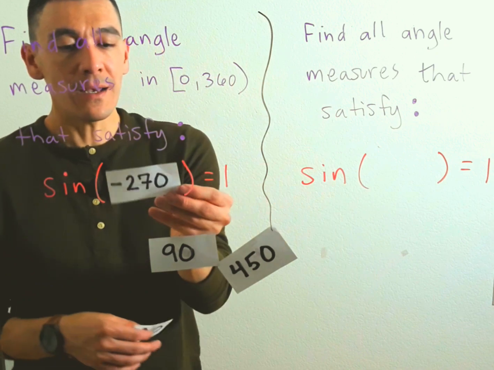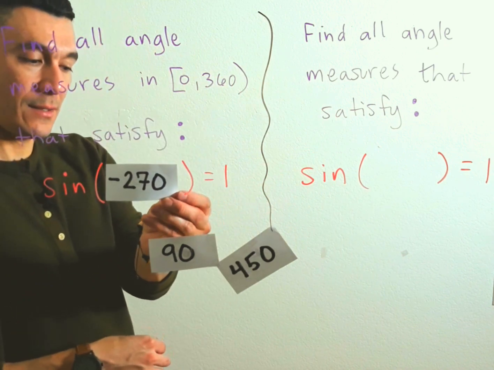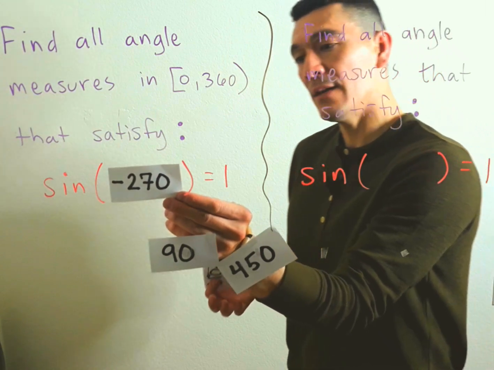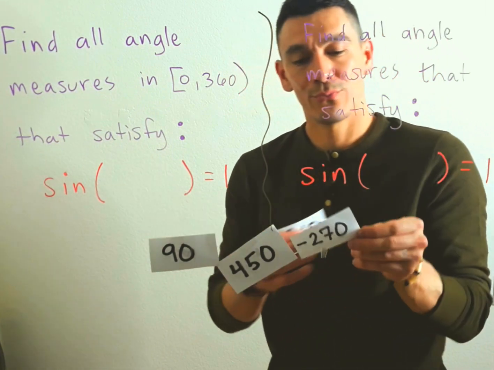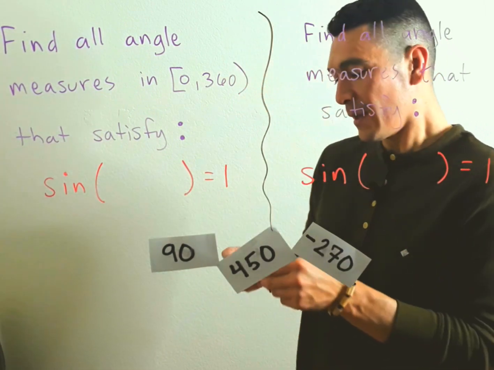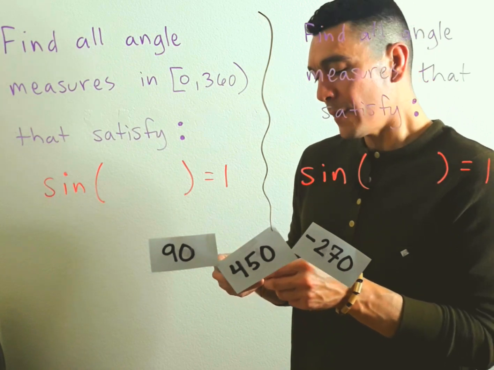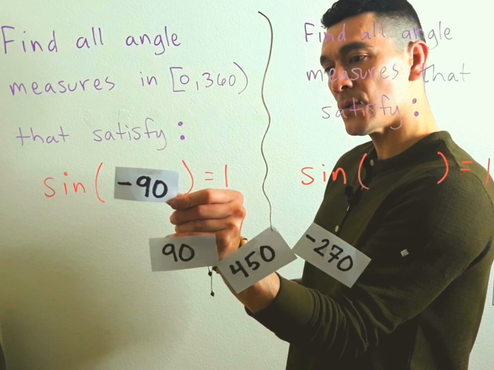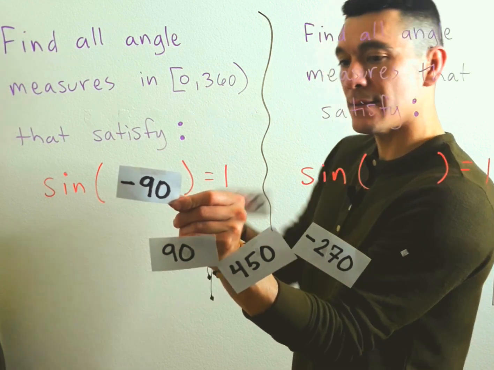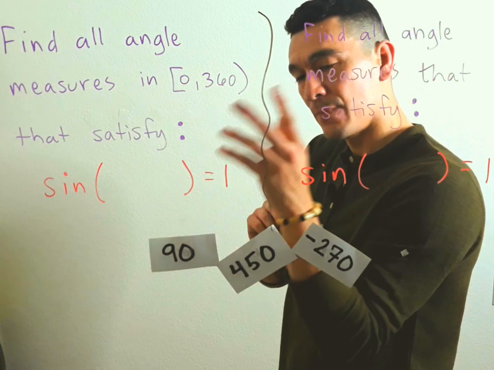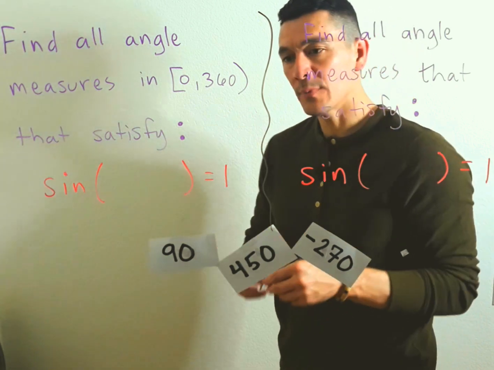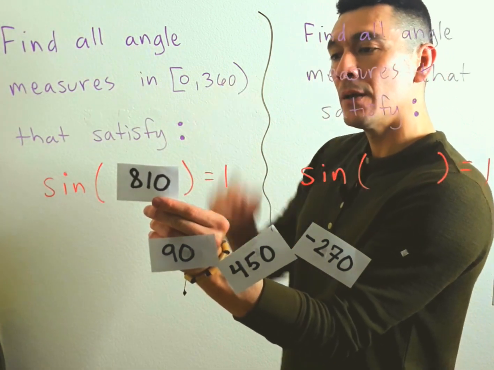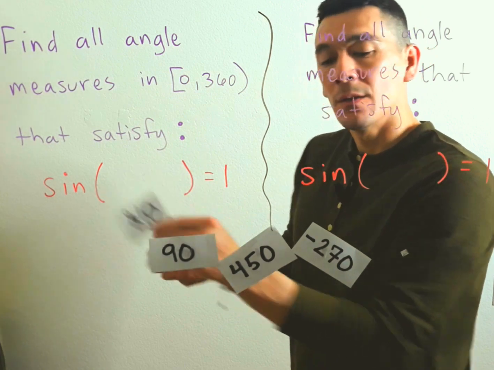What about sine of negative 270? Would that be true or would that be false? Type it in. It turns out that it is true. Keep it, let's leave it there. What about a couple more? What about sine of negative 90? Would that be true or false? Well, what does your calculator say? Does it say 1? No, it doesn't. So that's trash. One more. Sine of 810. Type it in. True or false? It's true.